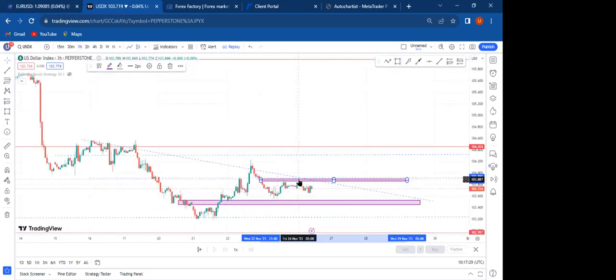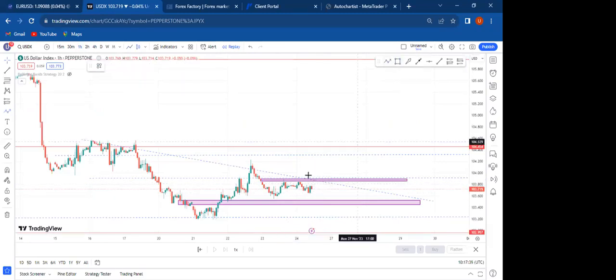So I'll tap into this level, we sell. If price does not break this area, we could have something like this: price rejects this level and continues the journey downwards. So I'm currently bearish on dollar, and I look forward to selling more of dollar, right?